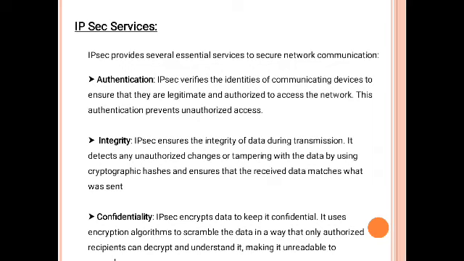Confidentiality. IP security encrypts data to keep it confidential. It uses encryption algorithms to scramble the data in a way that only authorized recipients can decrypt and understand it, making it unreadable to others. We have encryption and decryption. For the confidentiality of the data or information of any company or client, we use encryption, and the key which is used for encryption will be known only to the person who wants to decrypt it, the authorized persons. For these, we require IP security.